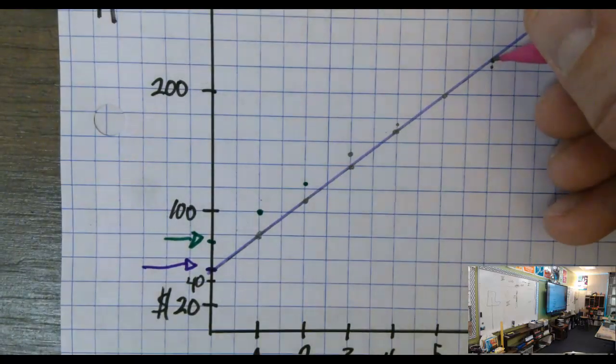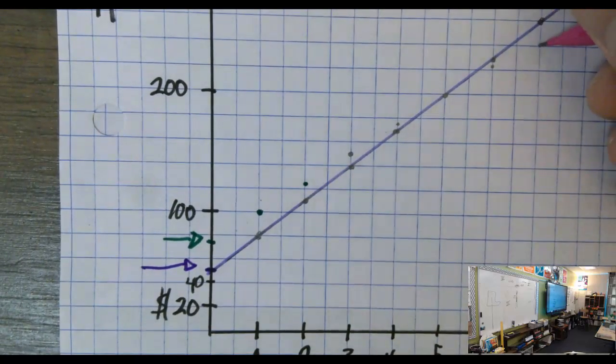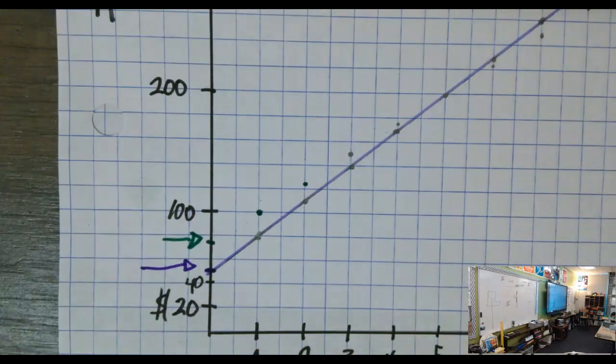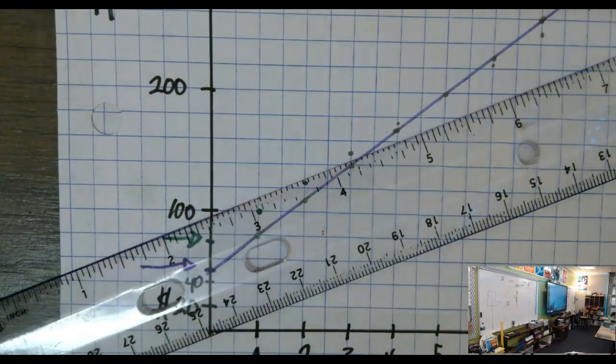But I think I have found my intersection. I think I found it.